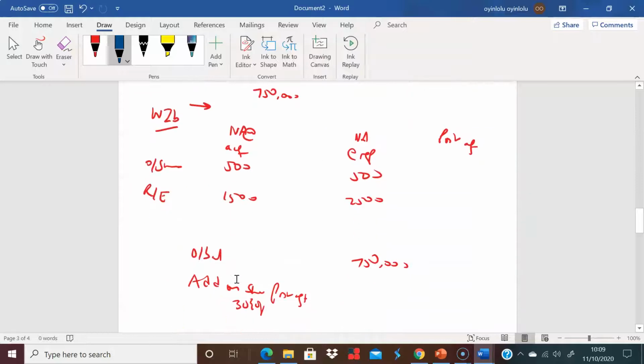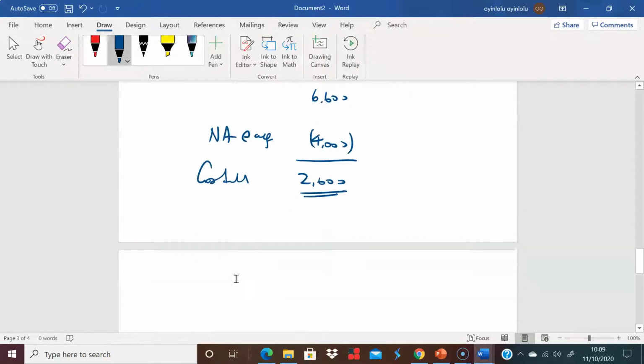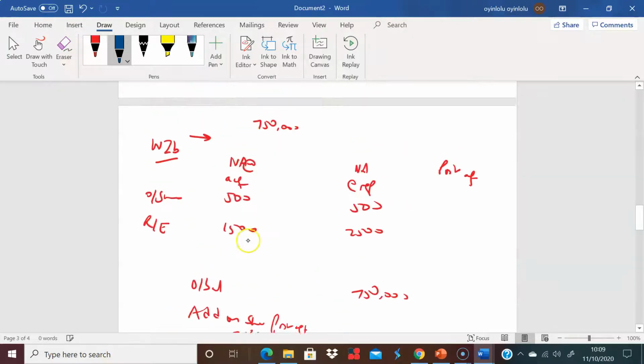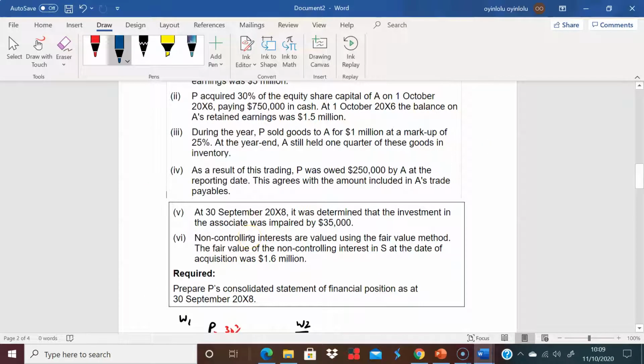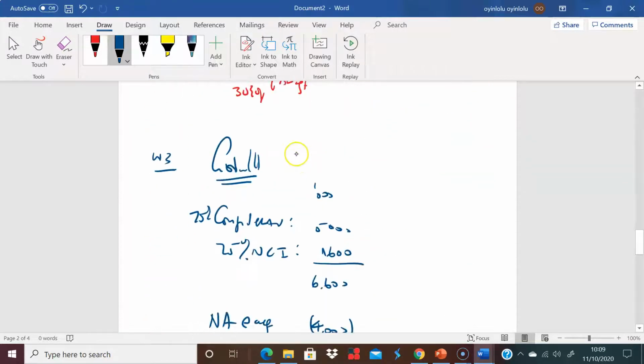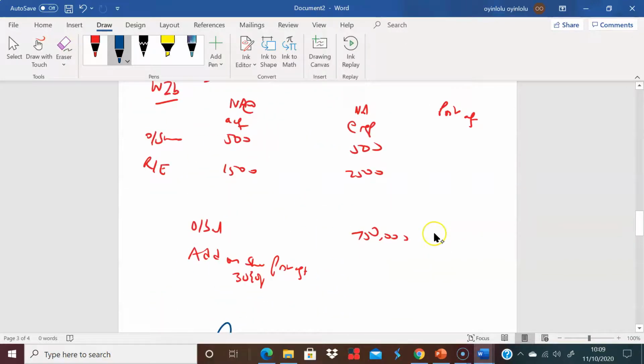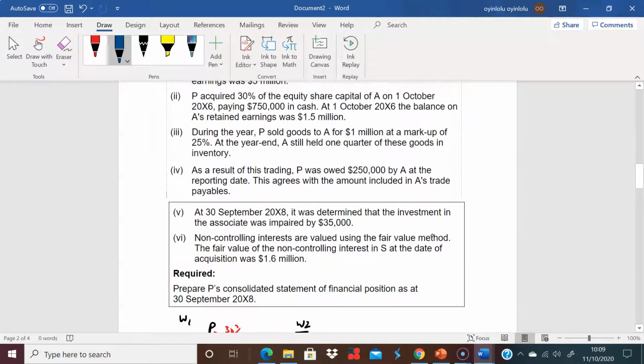So let's now look at the situation of the perp. Let's look at the perp. I'm going to call it working four. It says here that parent sold goods for 1 million at a markup of 25%. So let's get the drawing up. I think it's important to do that. So parent sold goods at a markup of 25%.